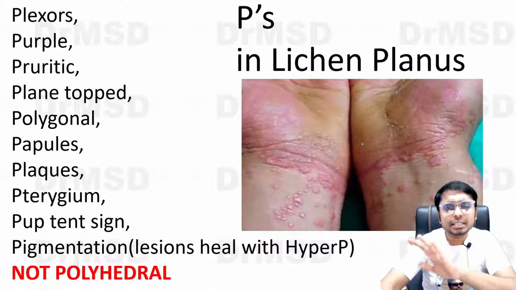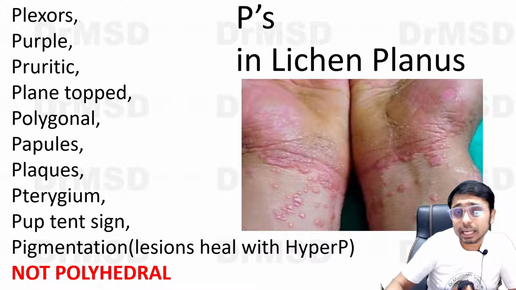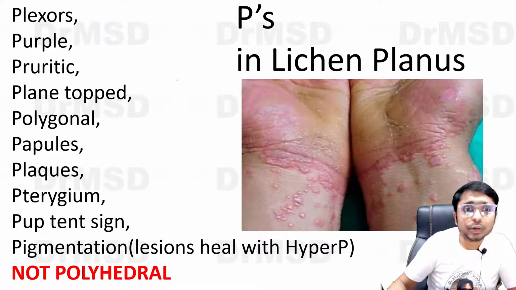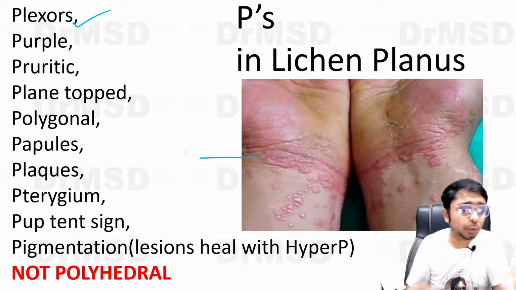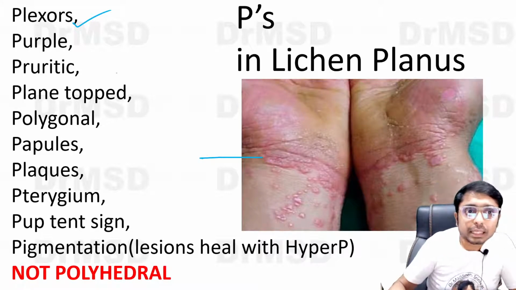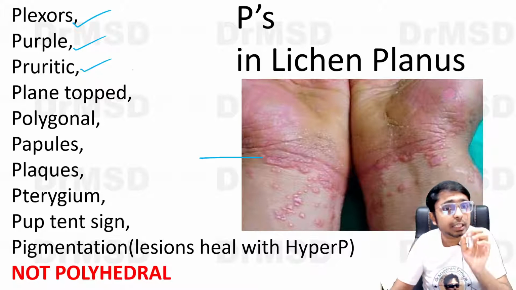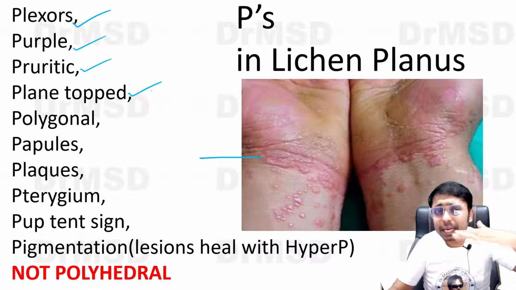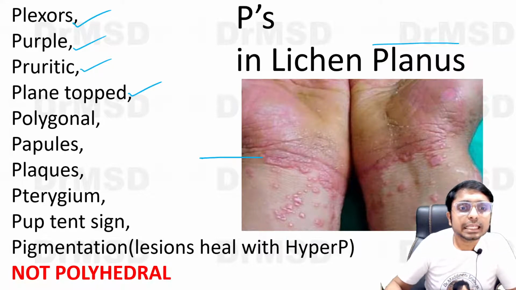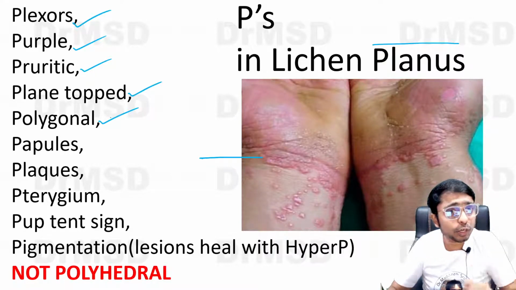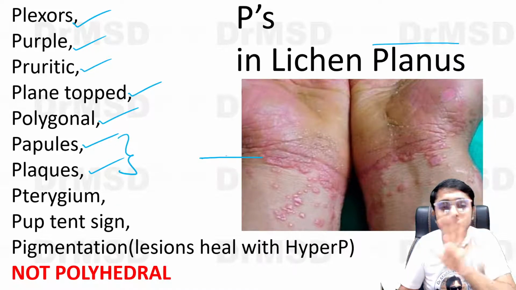Lichen planus is a completely different condition. The flexors are the sites which are affected. The flexors will have the lesions, and the color will be purple, and they are going to be extremely itchy, that is pruritic. The lesions have a plain top, which is the reason why this condition is called lichen planus, and the lesions have a polygonal shape. The morphologies are papules and plaques.